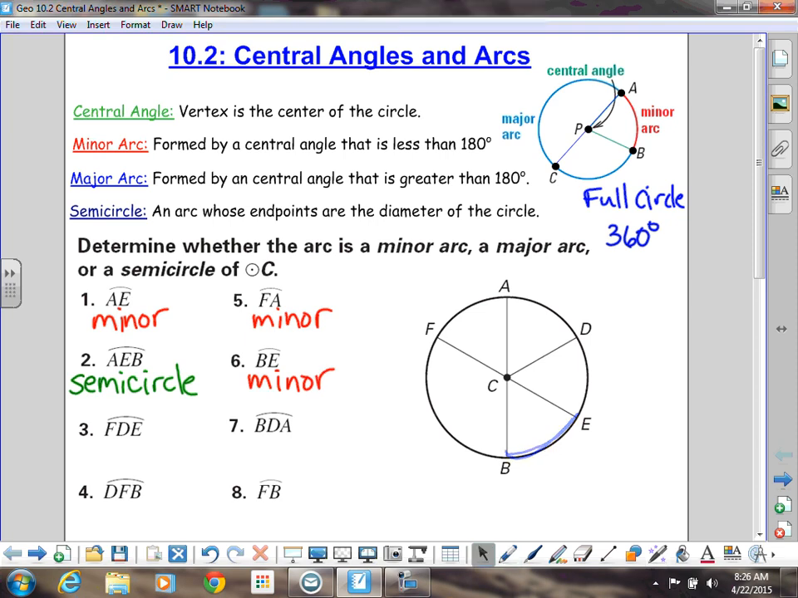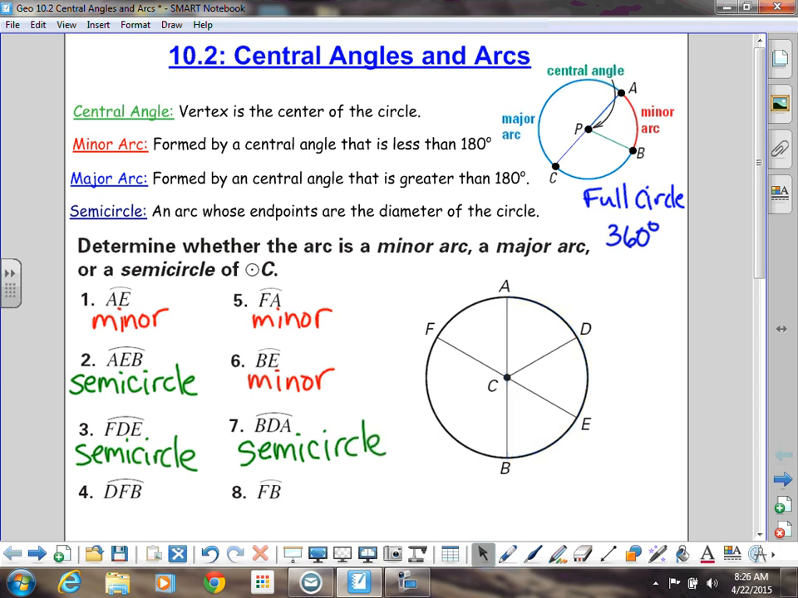Then we're going to do FDE. Here's F, then D, then E. Again, that's cutting that circle in half. That's a semicircle, 180 degrees exactly. The reason I know that is because it's a straight line. They didn't tell me they were diameters, but we can see that it's a straight line through the center. All right, so BDA. Here's B, and then there's D, and then A. Another semicircle. Maybe we'll get some major arcs coming up.